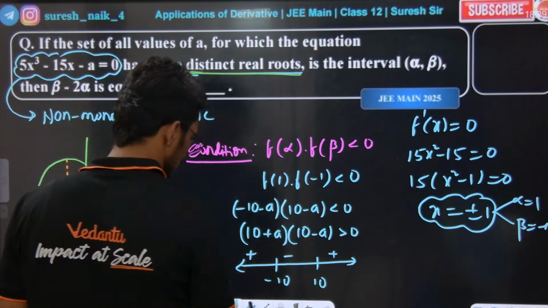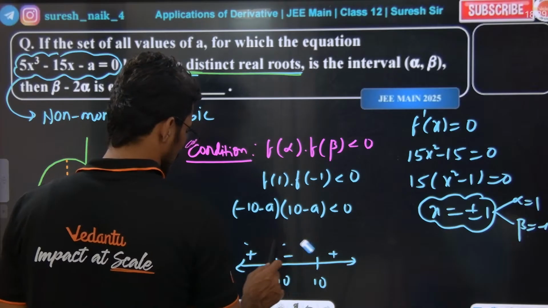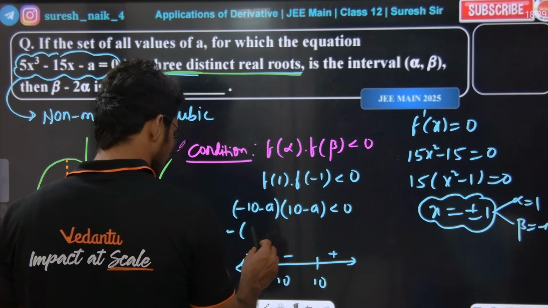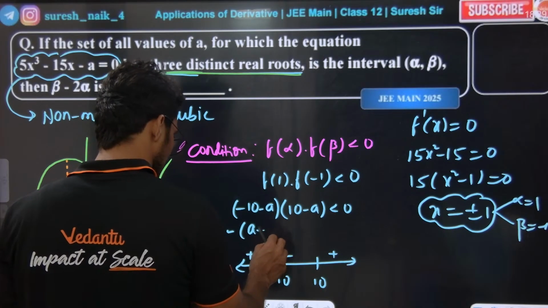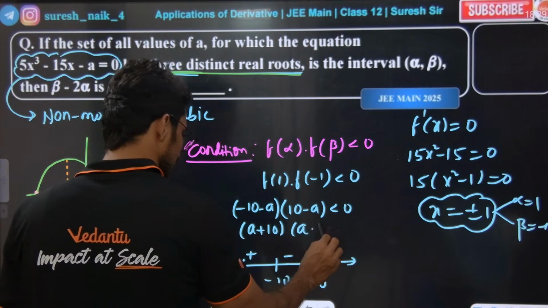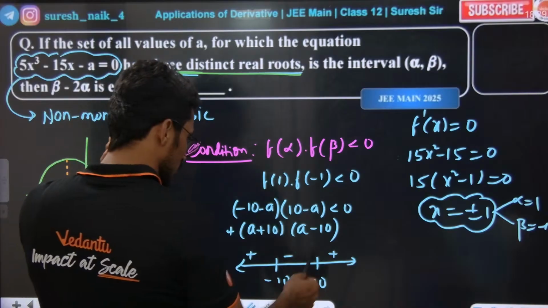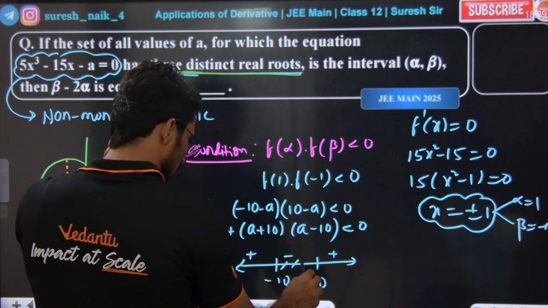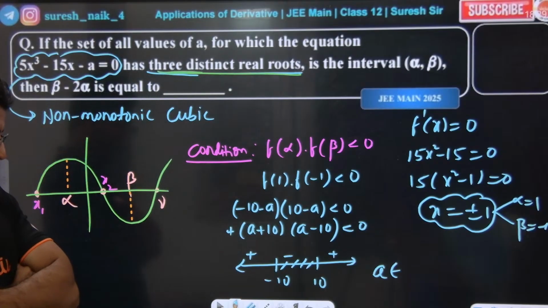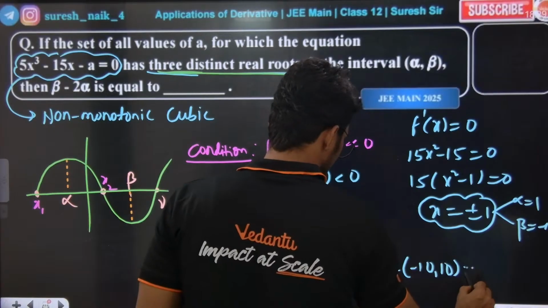Look at the board. Here, f of 1 is what basically? If I take minus common here, what am I going to get? a plus 10. Minus minus plus, then a minus 10. We are finding a values, right? So plus 10 minus 10, it is less than 0 only. So a belongs to what? Minus 10 to 10. Correct? No mistake. Please check the calculation.